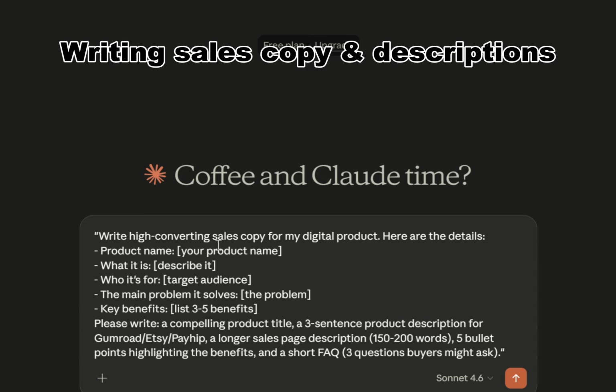Write a high converting sales copy for my product, and here are the details. Now you give it the product name, describe what it is, the target audience, the main problem it's solving, and the 3 key benefits. Then you tell it to write a 3-sentence pitch. These are the places where I personally post my products: Gumroad, Etsy, and Payhip.